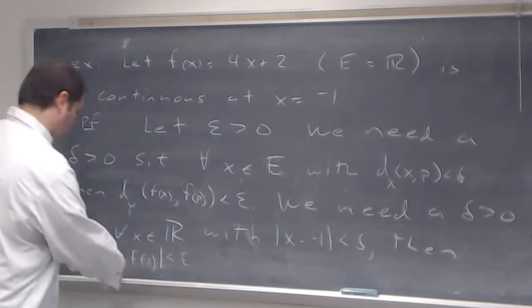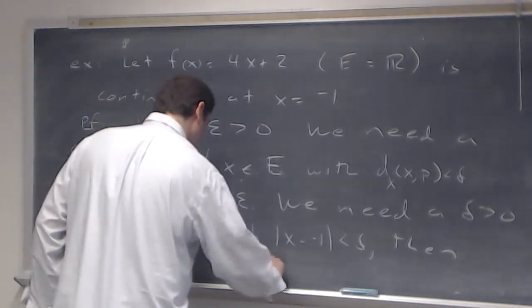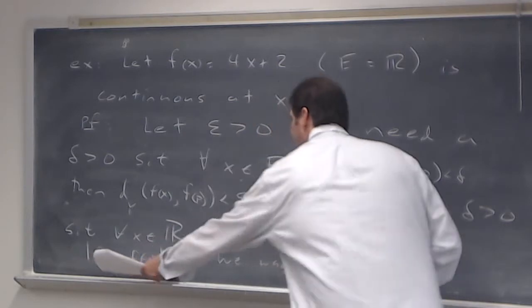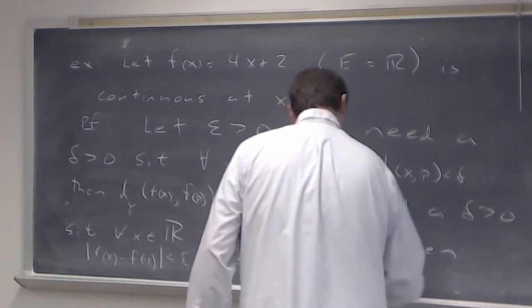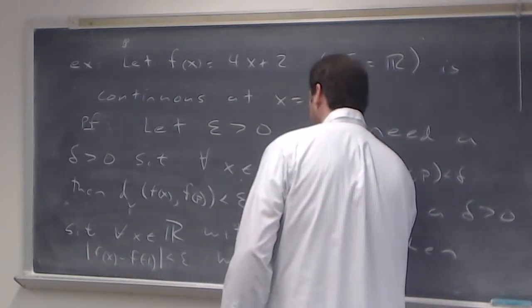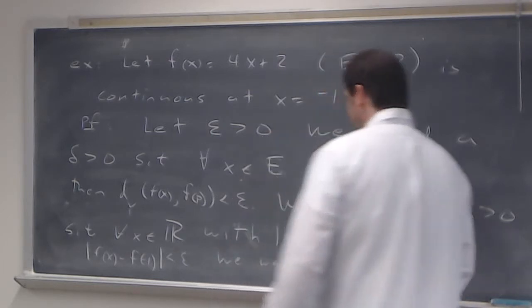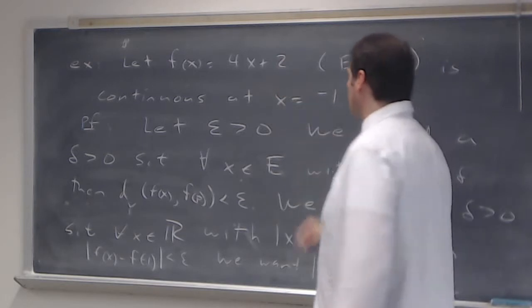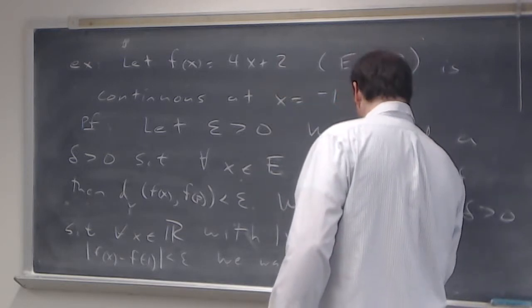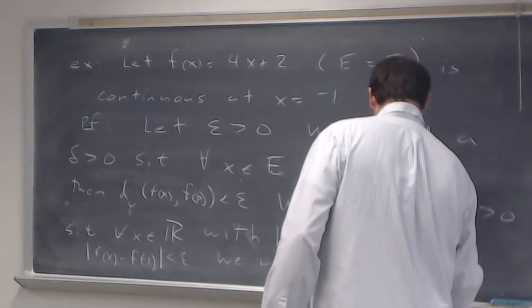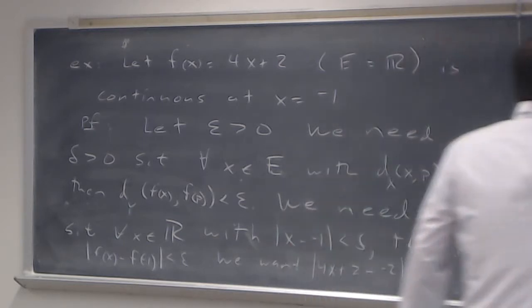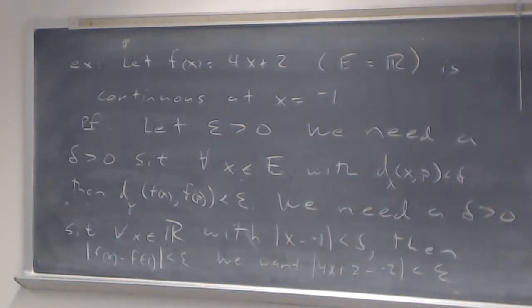So I'm going to concentrate on this part. We want to force this to happen, which is the absolute value of f of x, which is 4x plus 2, minus f of minus 1. Well, it's minus 4 plus 2, so that's minus 2. We want that to be less than epsilon, so that's what we want. I'll work with what we want and see if I can get it in terms of what I can control, which is x minus minus 1.